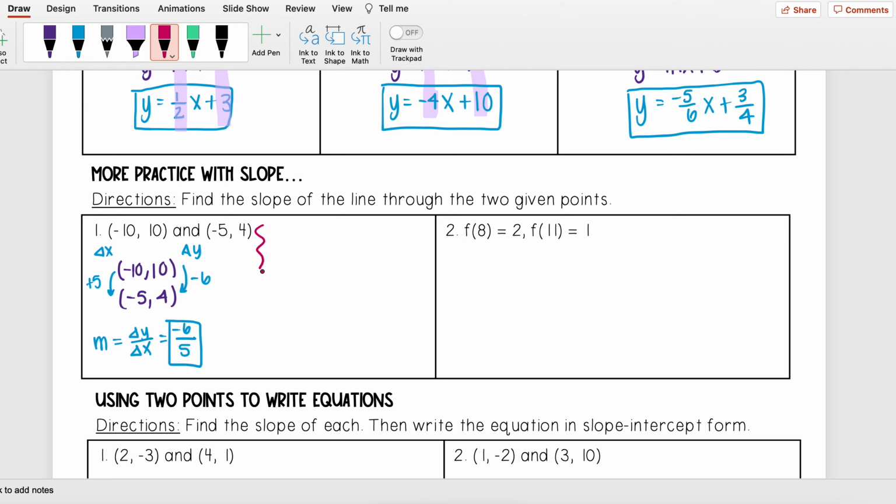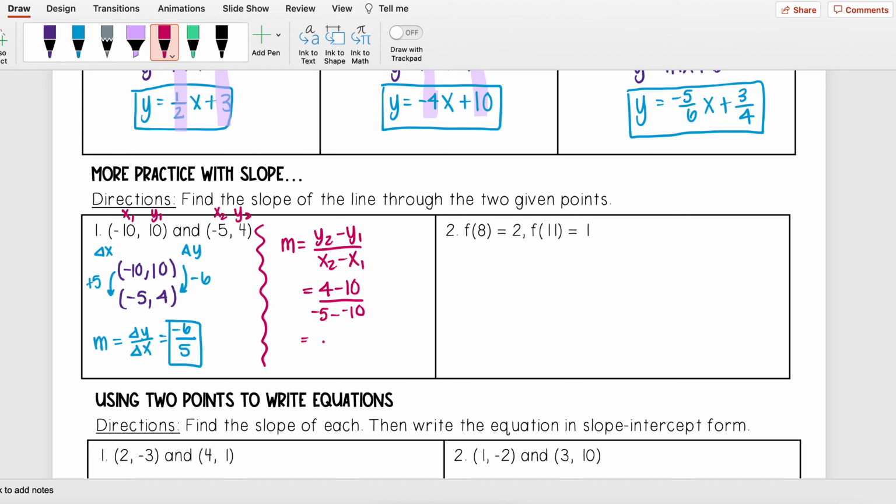Okay, another method that you could use is using the slope formula. So I could do m is equal to y2 minus y1 over x2 minus x1. So I want to first go ahead and actually label what those are. I want to have this first point be (x1, y1), and the second point be (x2, y2). So I want to do y2 minus y1. Well, y2 here is 4, minus y1, which is 10, over x2, which is -5, minus x1, which is -10.